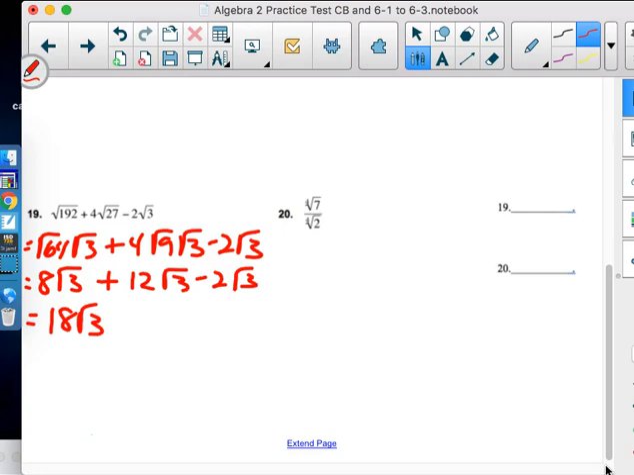Oh, 20. That's got to be just a baby problem, right? 4th root of 7 over the 4th root of 2. Should we put them together in one big fraction? Is it going to do anything for us? No. All right. So we need to come up with a 4th root of something that's going to get rid of that nasty little 2 sitting down there all by its lonesome. How many more 2s are we going to need? 3 more, top and bottom.